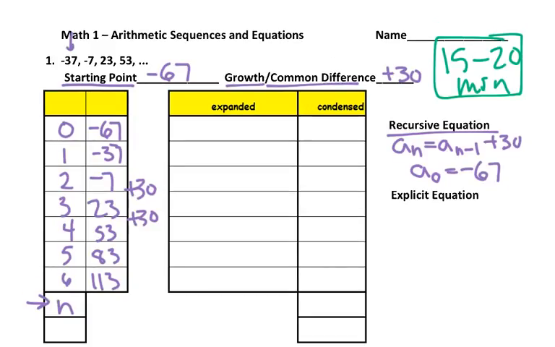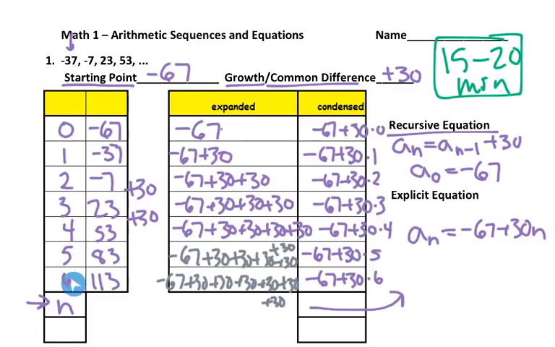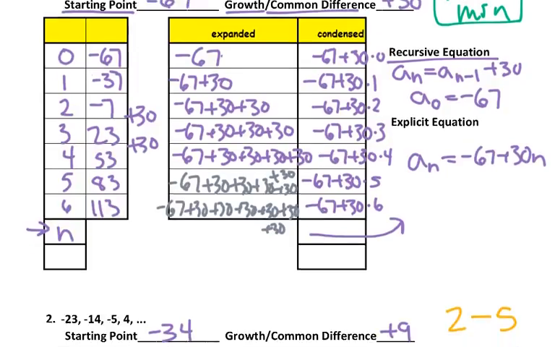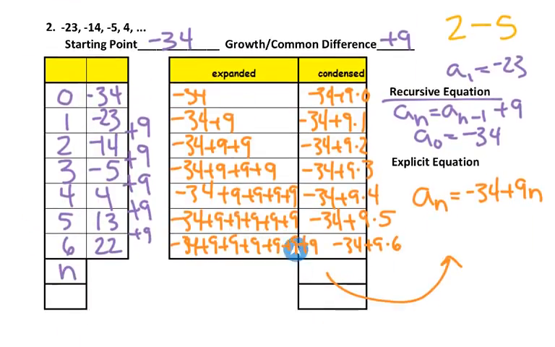Alright guys, so I don't have much more time on this video to show you, but the thing you should notice is whatever the input value is here, that's how many of the growths we have. We should see those same input values. So for number 1, you end up with, for your explicit equation, a sub n equals negative 67 plus 30n. For number 2, same idea, we see the same pattern. A sub n equals negative 34 plus 9n. Now, had you written a sub n equals 9n minus 34, same thing. I would accept both of them.